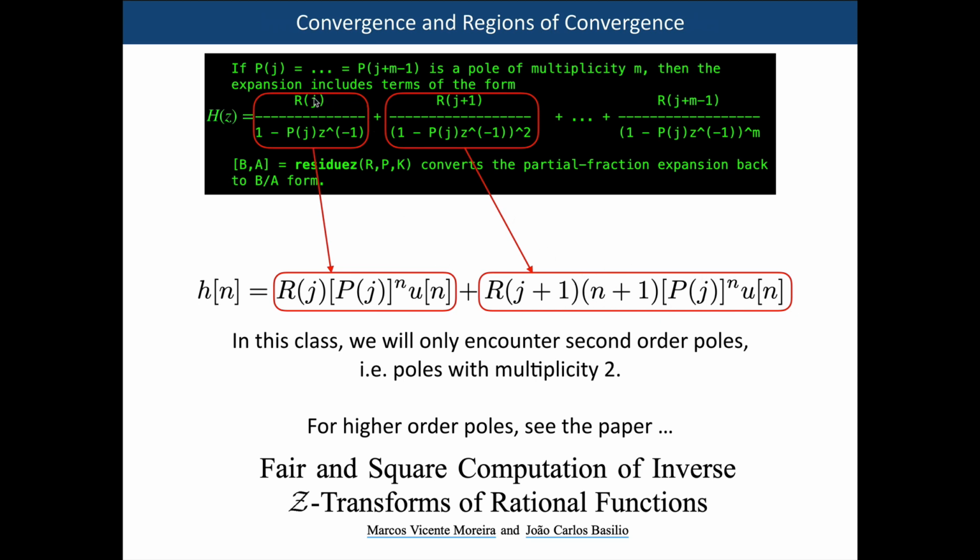So for this first order pole, I'm sorry, this is a repeated pole, but you get this first order kind of behavior. So that's a simple decaying exponential times a unit step. And then you get, notice that in the denominator here, it's 1 minus p z to the minus 1 squared. And so this kind of a term gives us a ramping signal. Here's n plus 1 times the decaying exponential. And we'll take a look at what those kinds of signals look like. But I just want to make a note, even though there are some cases where you could get higher order poles, higher than 2, we're going to stick with, in this class, poles of multiplicity 2. And if you want to see what happens in the higher order case, again, I'll refer you back to this paper.